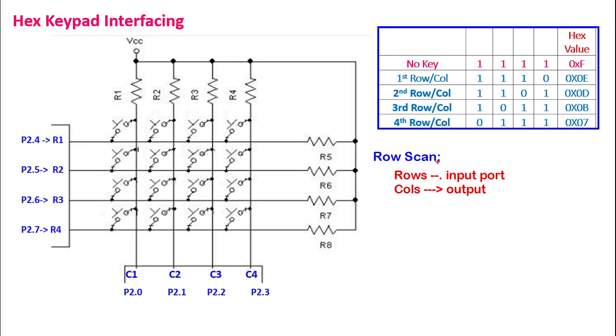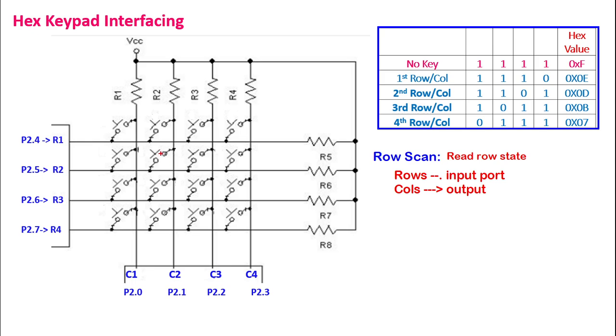Row scan in the sense, read the row state. What do you mean by row scan? Row scan means read the row state. So whenever you are reading, we have to make that corresponding port an input port. Okay, so whenever you are performing a row scan, we have to read the status of a row. That's why I'm making rows an input port and columns an output port.